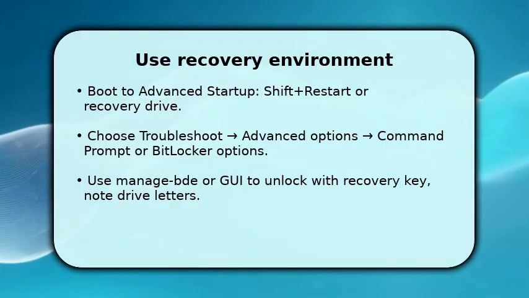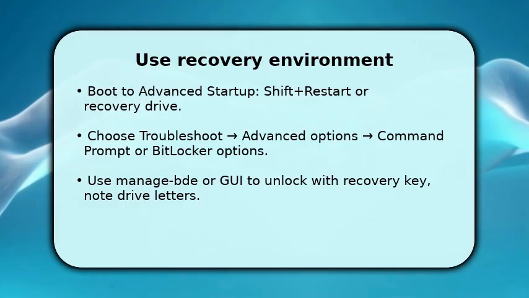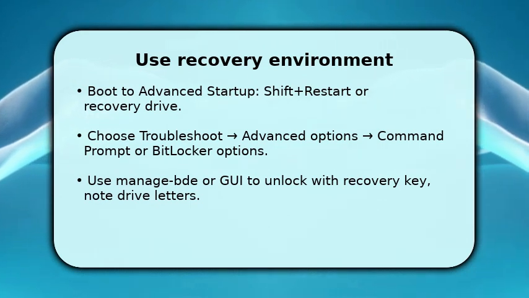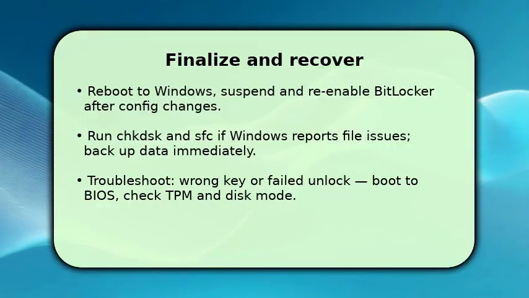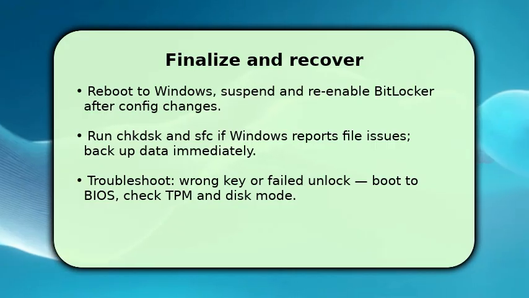If unlock succeeds, use manage-bde -protectors -delete X:. Type recovery password only if you plan to reconfigure protectors. Make sure to record any new protector ID for future access. After unlocking, boot into Windows and immediately suspend BitLocker if you will change firmware or disk settings. This prevents new lockouts. Then run chkdsk and SFC to repair any file system issues that caused recovery prompts, and back up critical files right away.